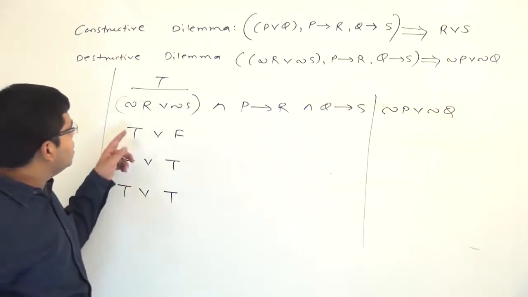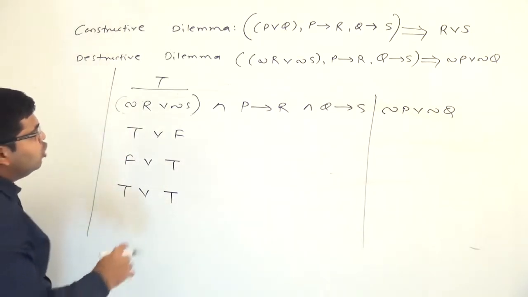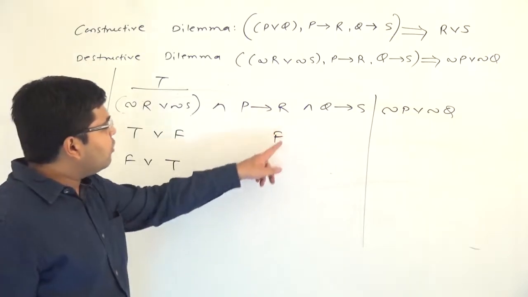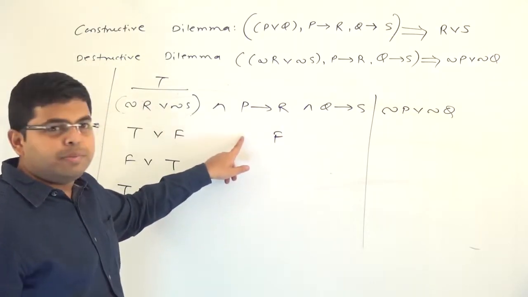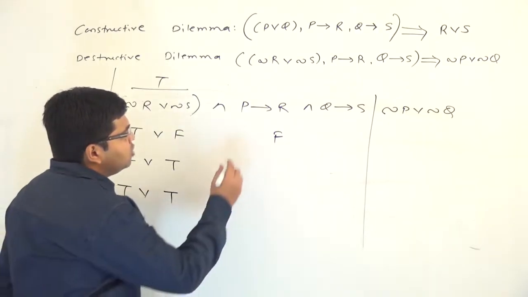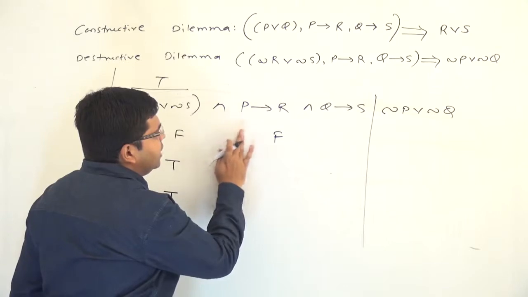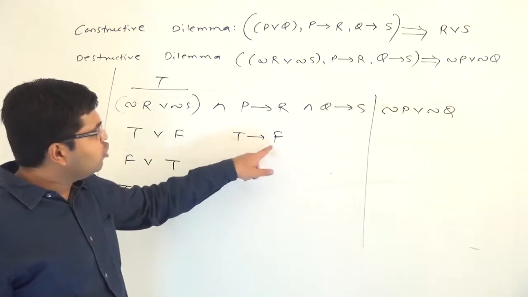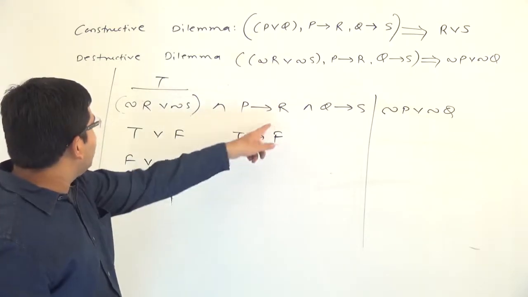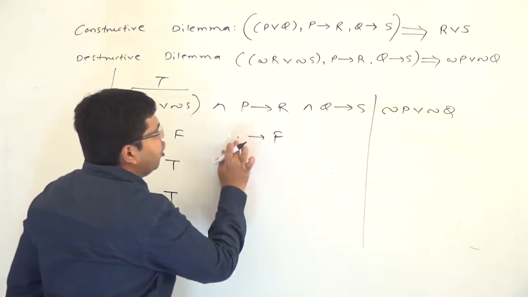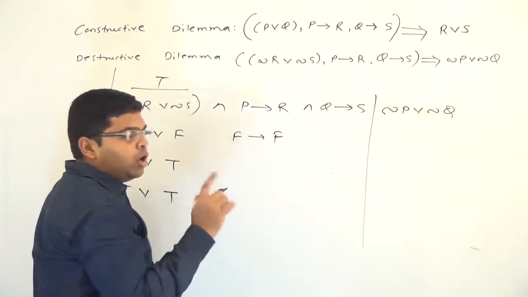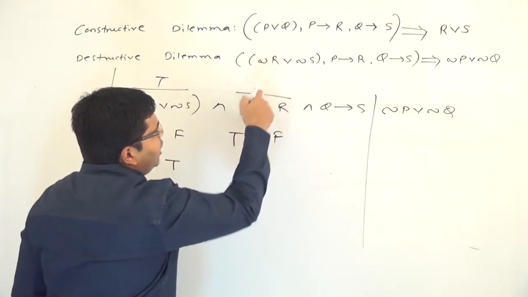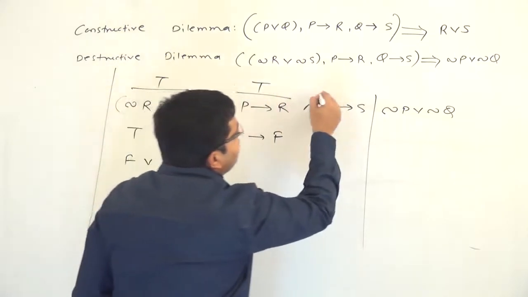Now if we want negation R to be true, the value of R must be false, and if the value of R is false, then the value of P must be false, because true implies false will be false. Because R is false, if you take P equal to true, then true implies false will become false, and we want this implication to be true. Each and every term we want true.